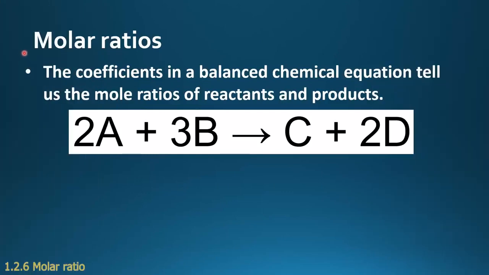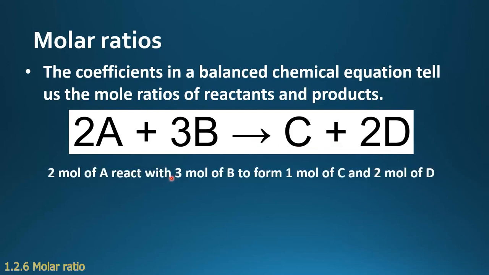In this video, we'll look at molar ratios. So the coefficients in a balanced equation tell us the mole ratios of reactants and products. Here's a fictional chemical reaction. We have 2A plus 3B makes C and 2D. So what this means is 2 moles of A, that's what the 2 in front means, react with 3 moles of B to form 1 mole of C and 2 moles of D.